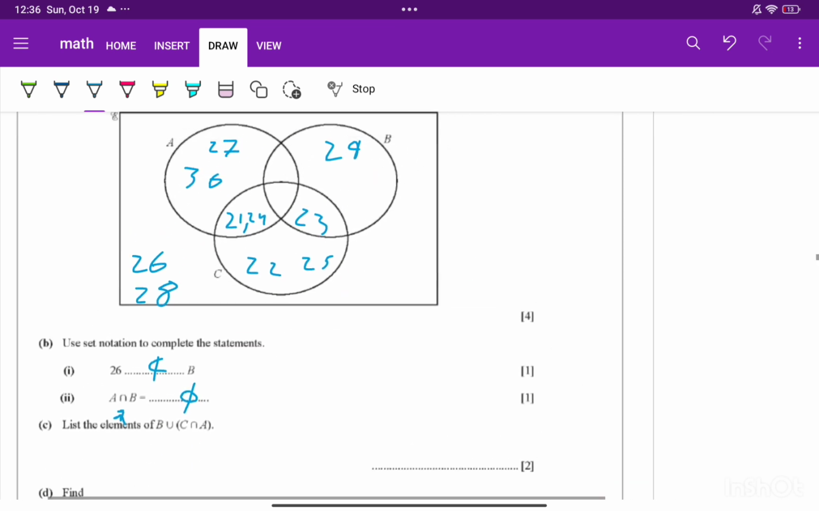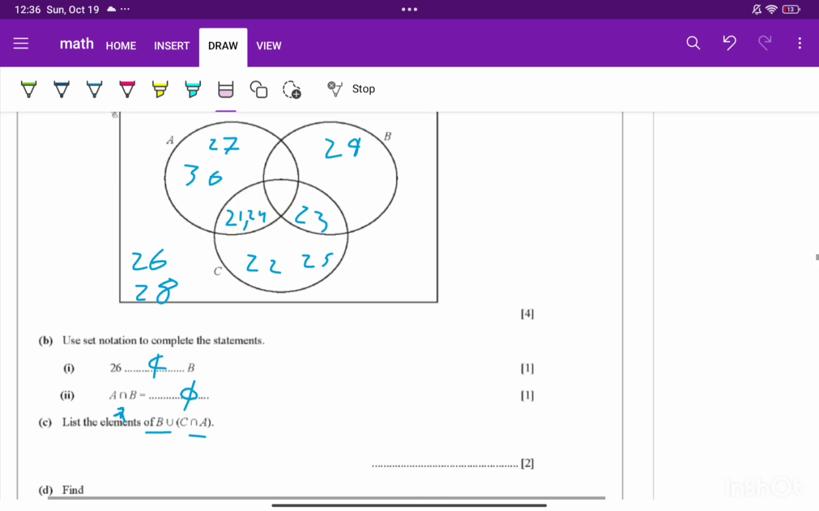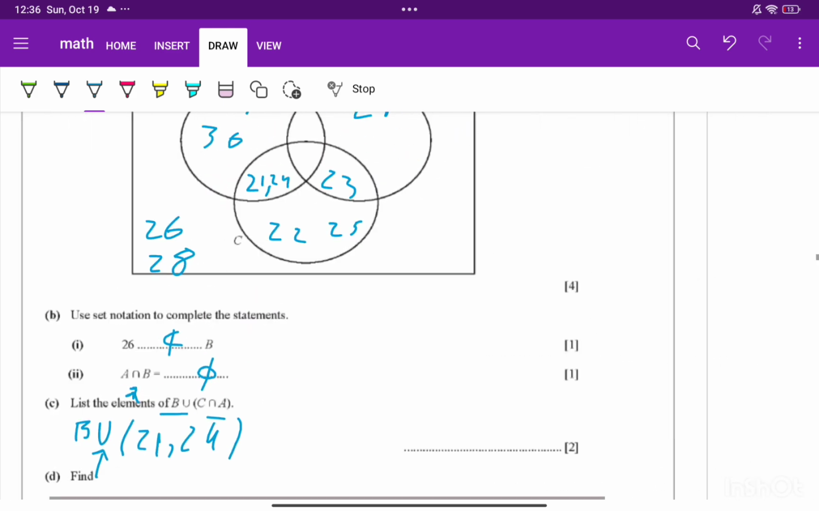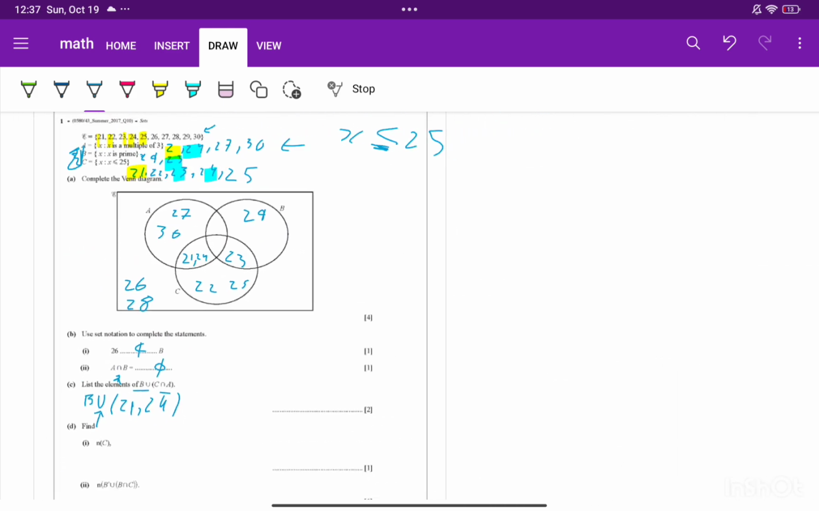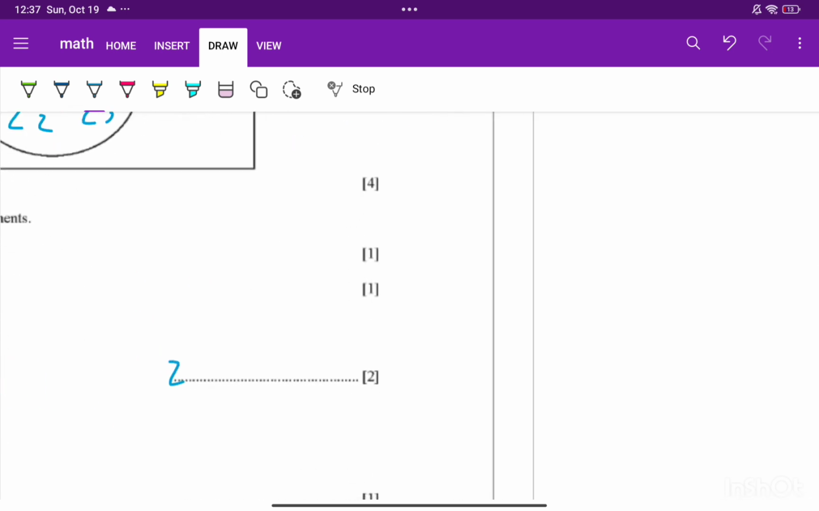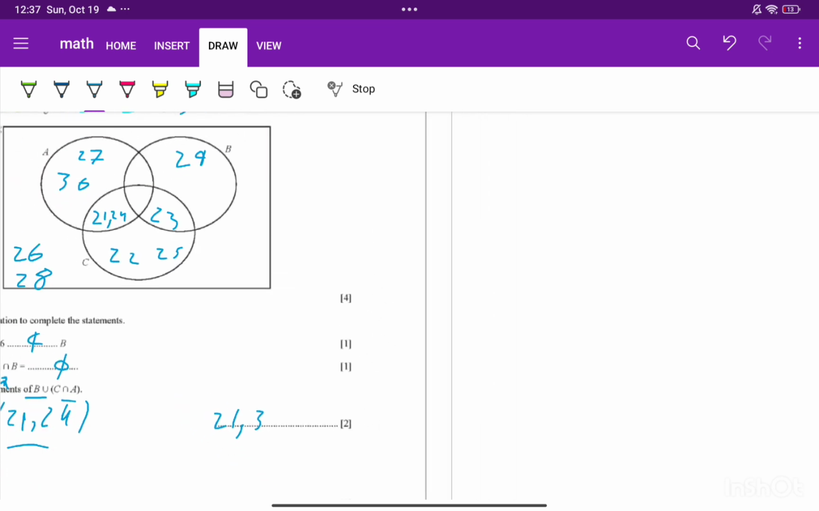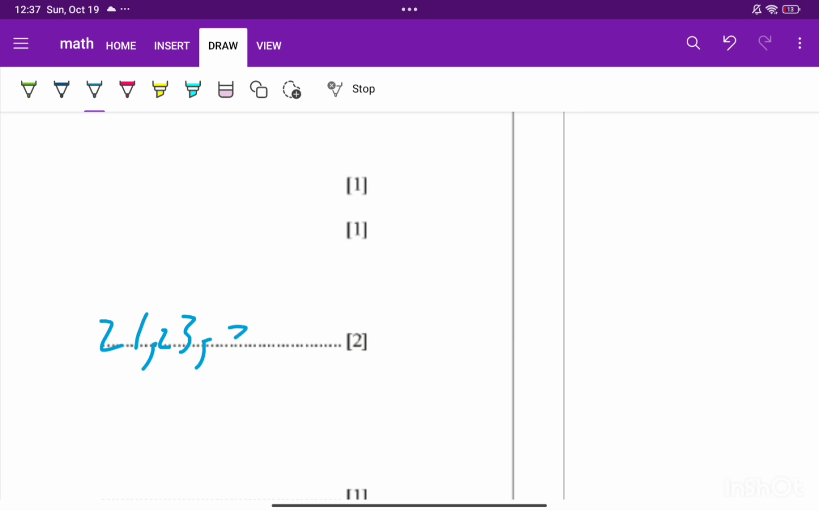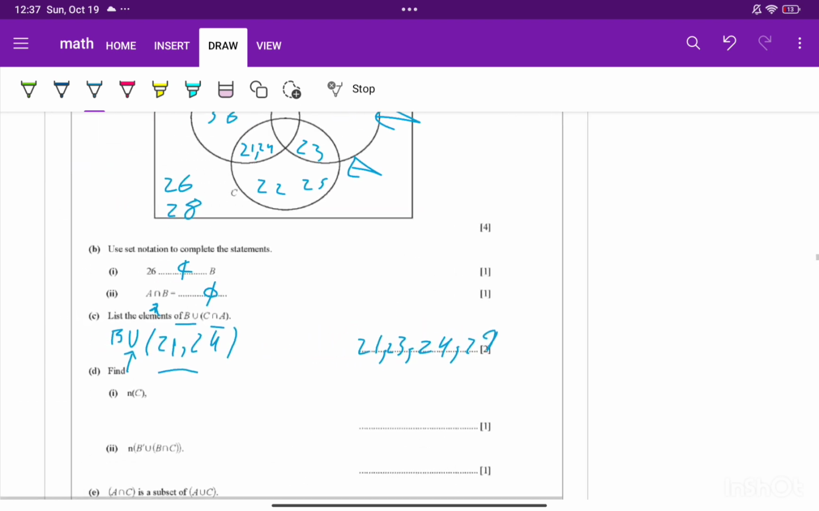Okay, list the elements of B common C. First we will see C common A, and C common A is this area. So the values are 21 and 24. So we could write B union, 21 and 24, and this symbol means all the numbers which are present inside B and the other numbers are 21 and 24. So we can write over here 21, 23 is present inside B. Inside B there are 23 and 29. Okay, so 21, 23, 24 and 29.